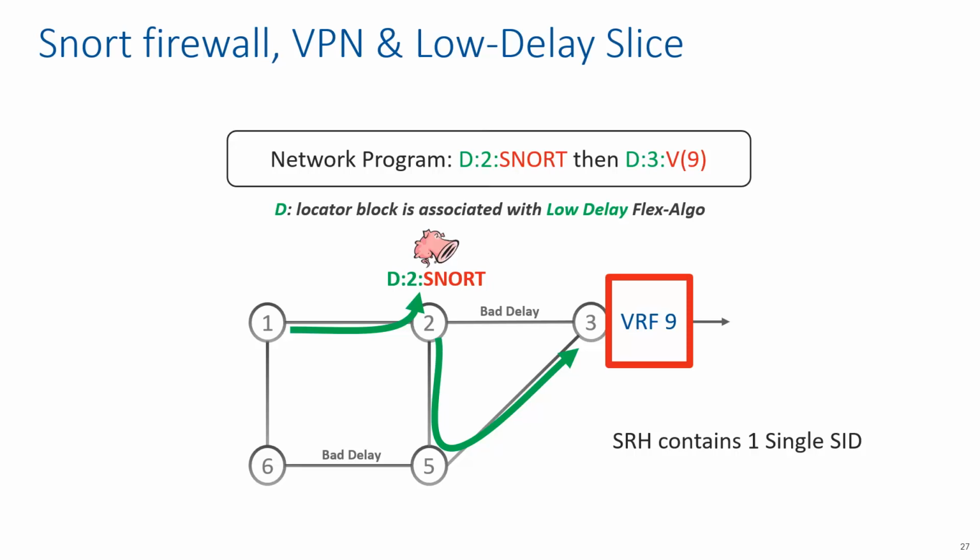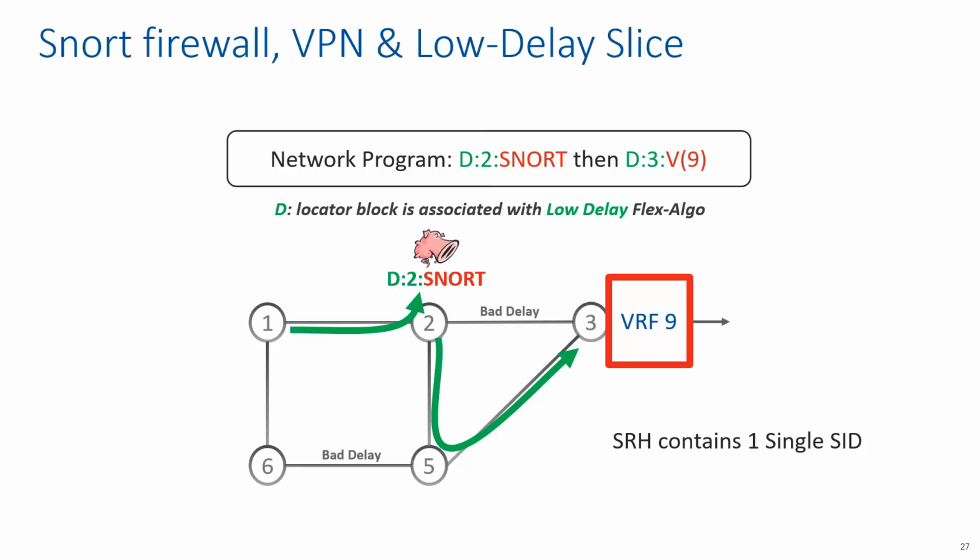So 2 and 5 route according to the low delay slice of the 5G network up to node 3, where 3 says, hey, D3, it's me. I'm able to decode the function. It says VPN, so I decaps and I look up in table 9. And that's it. We have the realization of what we have explained as our target.